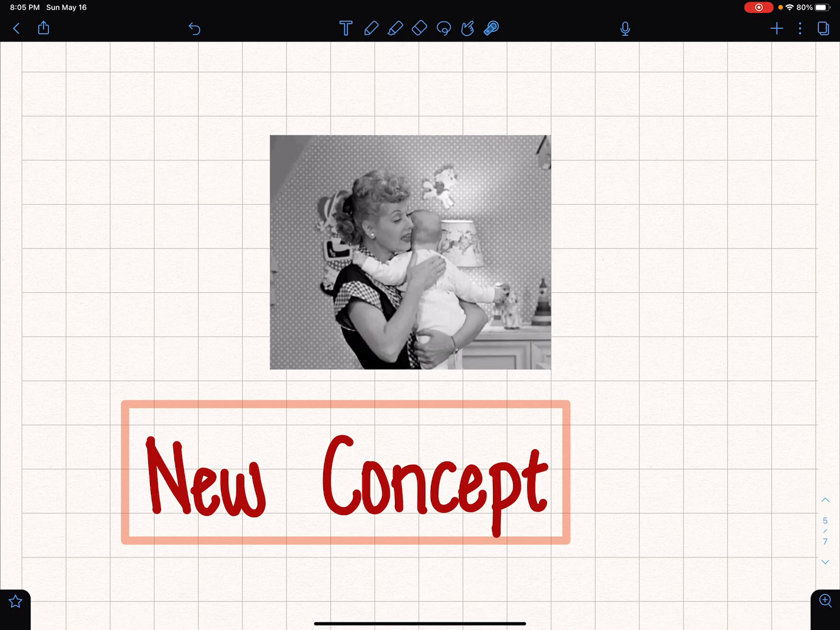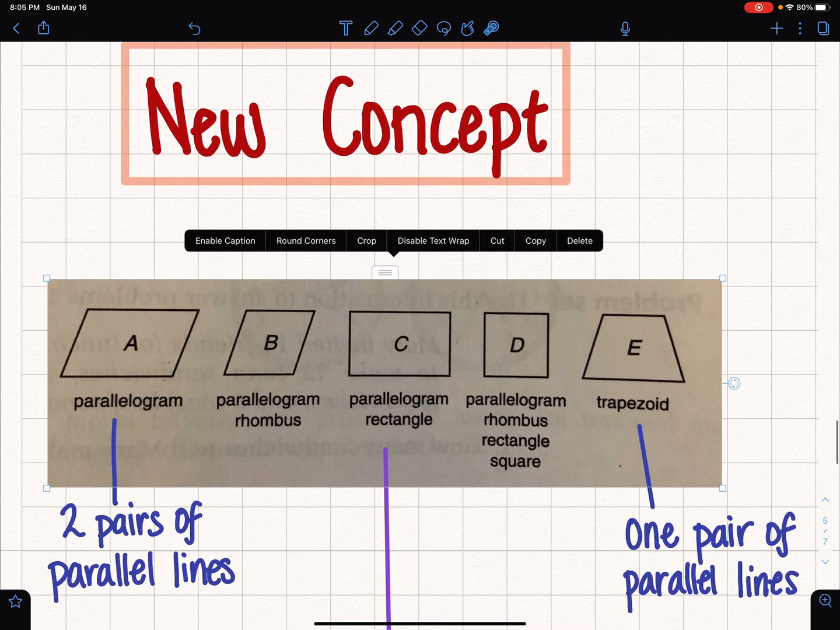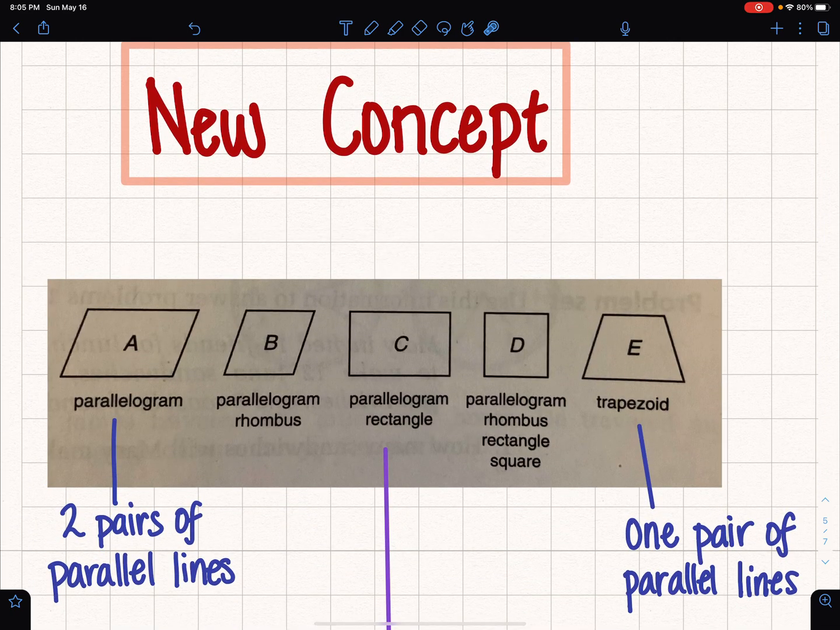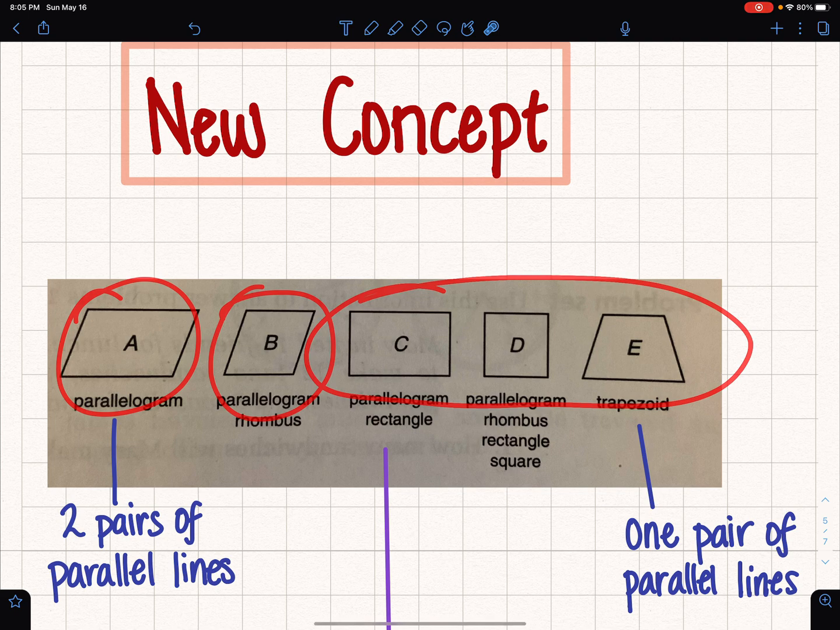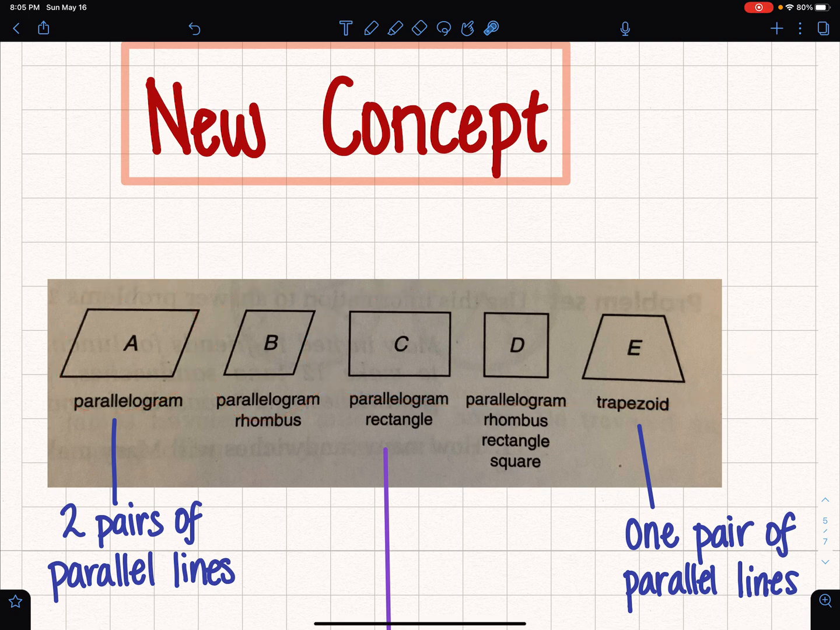So it's just a shape with 4 sides. So all of these are quadrilaterals. This is a quadrilateral, this is a quadrilateral. These are all quadrilaterals because they all have 4 sides. But you can be even more specific with the names.